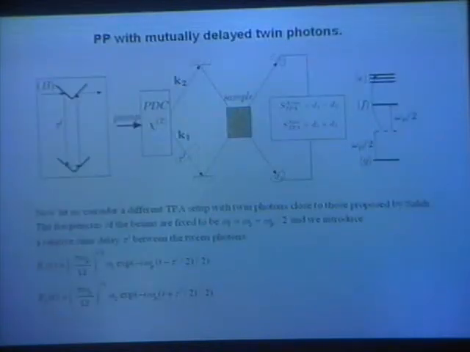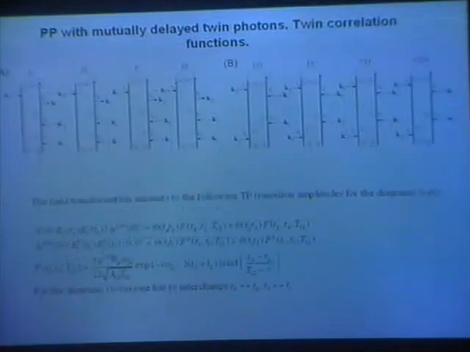Now, let me take another degree of freedom. I can add a delay between the two entangled pairs. So now the field has a delay, and one beam is delayed by tau with respect to the other one. And now I have interferences between the two pathways corresponding to absorption of one versus the absorption of two. And the signal will now depend on T and tau. It will depend on the entanglement time and also on the delay time.